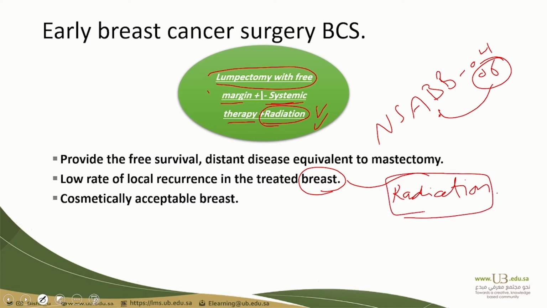So, without radiation therapy, the recurrence will be high. But with radiation therapy, it will decrease the recurrence by 40%. So, the recurrence is equivalent to mastectomy if we add radiation therapy. Cosmetically acceptable breast also. So, these are the things which make breast conserving surgery one of the options for the treatment of breast cancer, of the early breast cancer.